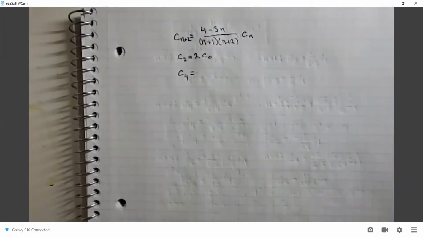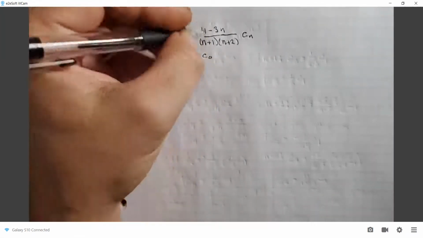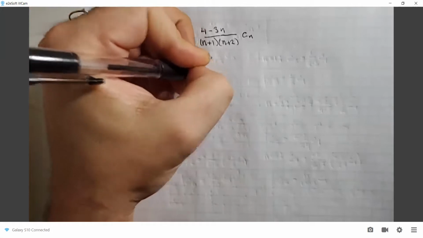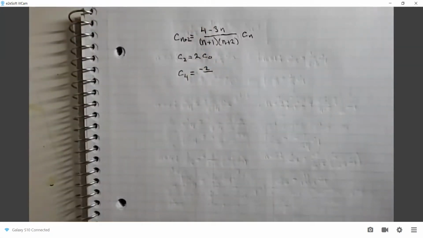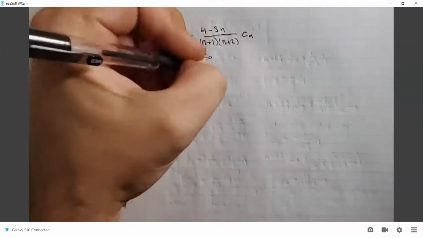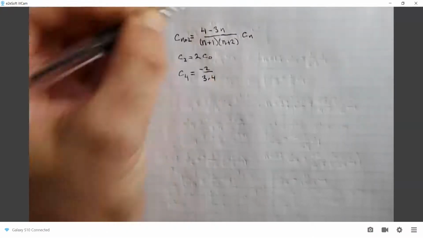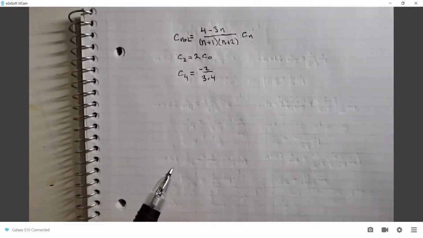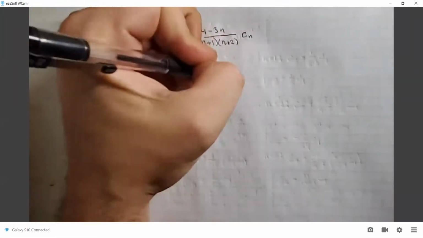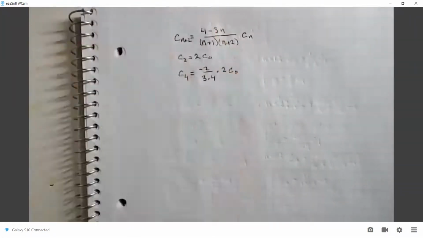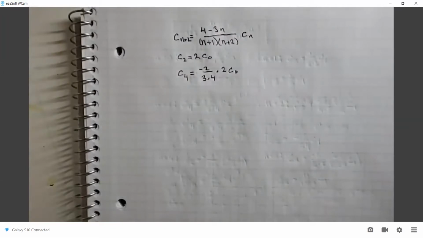All right. And then C4 is, so we're plugging n equals 2 into there, right? So that's 4 minus 3 times negative 2, over 3 times 4, times 2C0. Okay, right? All right, so if I'm looking for a pattern, I'm just going to leave it like this.